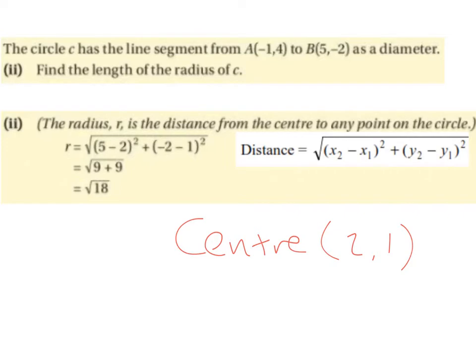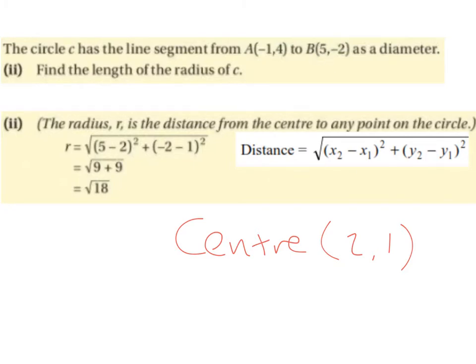So remember, in part 1, we got the centre of the circle to be (2, 1). So we're going to use this point and either point A or point B. It doesn't matter which one. We label them (x1, y1) and (x2, y2), and we substitute into the formula. So I'm going to go with B, (5, -2).